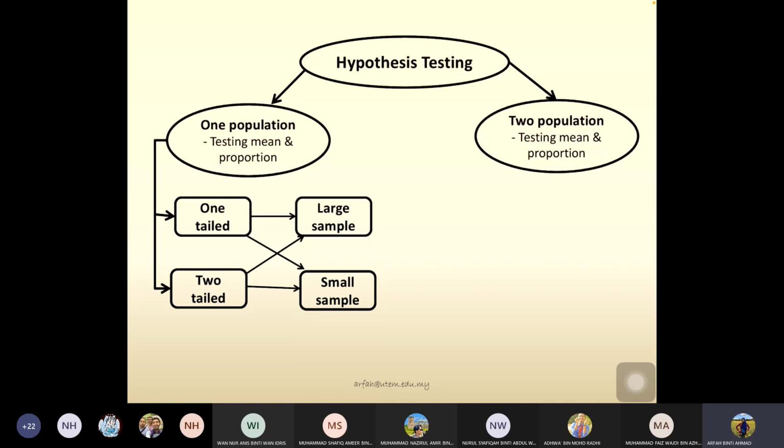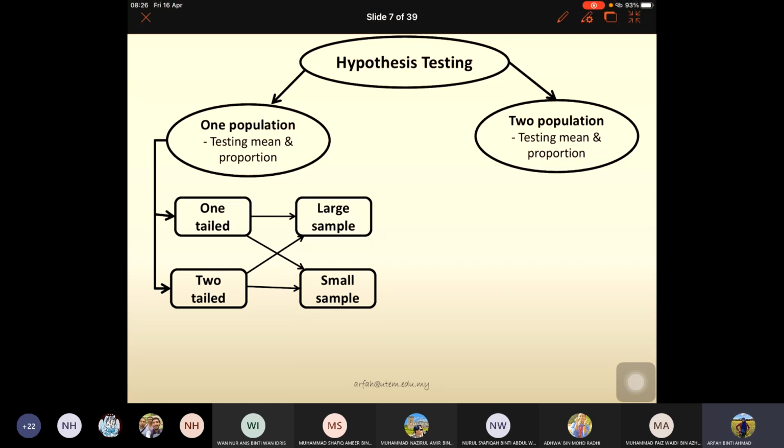So macam mana dia jadi one tail or two tail? This one for the case if you have greater atau lebih kecil dekat dia punya H1. Okay. For this one, if you have H0 ada tanda sama dengan, H1 ada tanda tidak sama dengan. Okay. So ini akan jadi two tail.